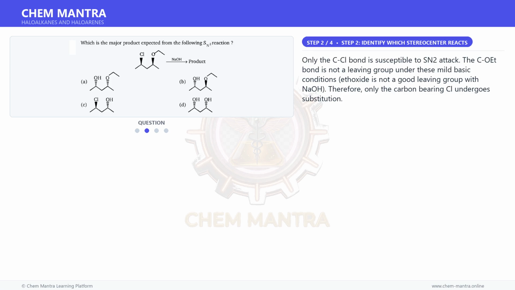Moving on to the next step. Only the C-Cl bond is susceptible to SN2 attack. The C-O bond is not a leaving group under these mild basic conditions. Ethoxide is not a good leaving group with NaOH. Therefore, only the carbon bearing Cl undergoes substitution.